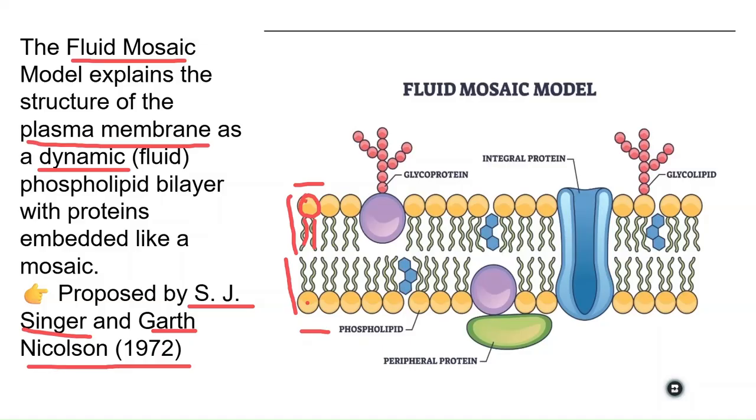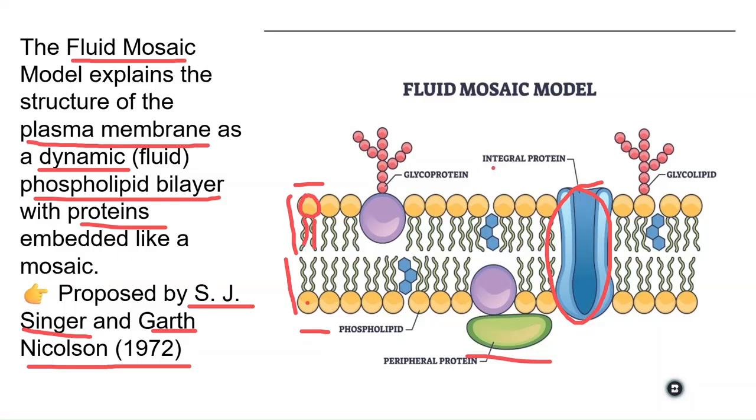So the main point you need to remember is that our plasma membrane is made up of a phospholipid bilayer with proteins. Here you can see these are the proteins. Some proteins are embedded and some proteins are peripheral. So let us finish off with learning about proteins.